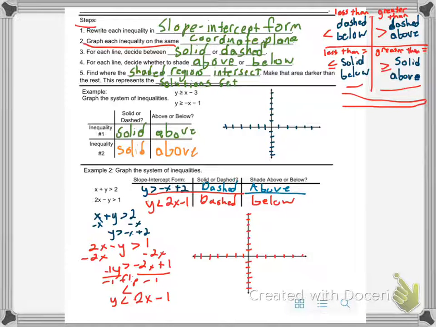Find where the shaded regions intersect. Make that area darker than the rest. This represents the solution set.